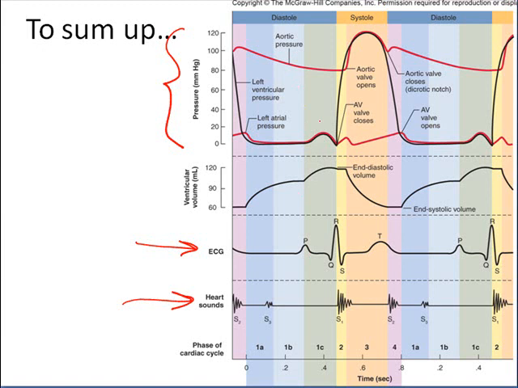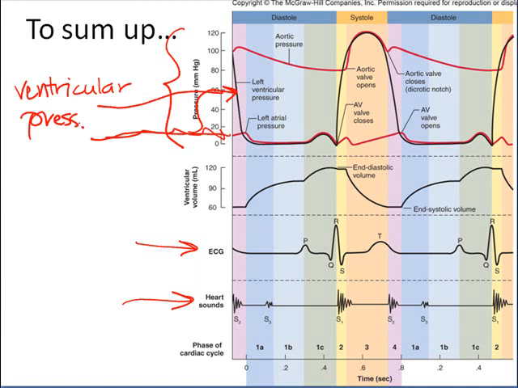Let me just take one here as an example. Let's focus on this red line here. Excuse me. Let's do the black line instead. That'll be better. This black line here represents the ventricular pressure throughout a cardiac cycle. And we're going to start with diastole, the relaxation phase of the ventricle.